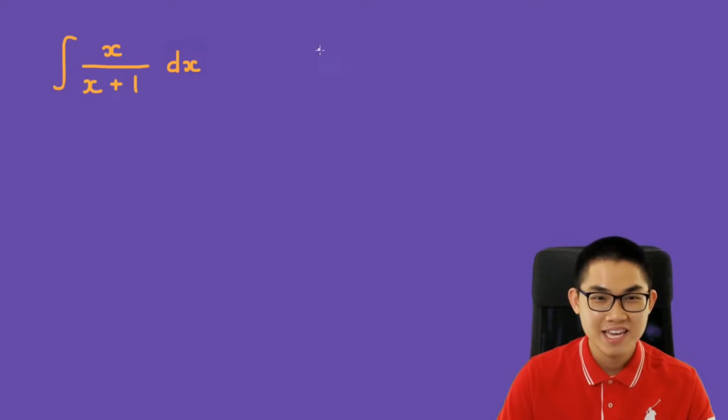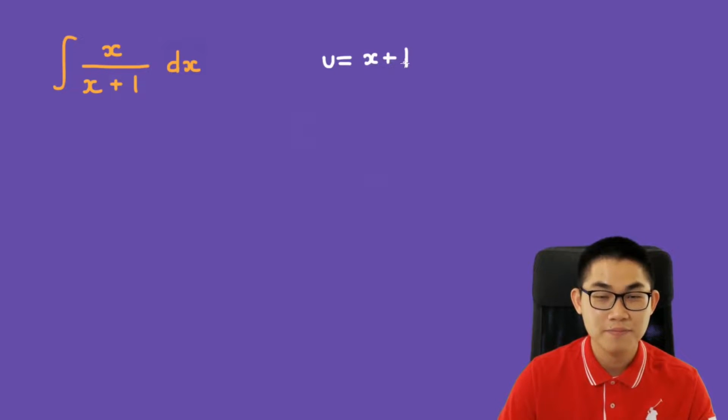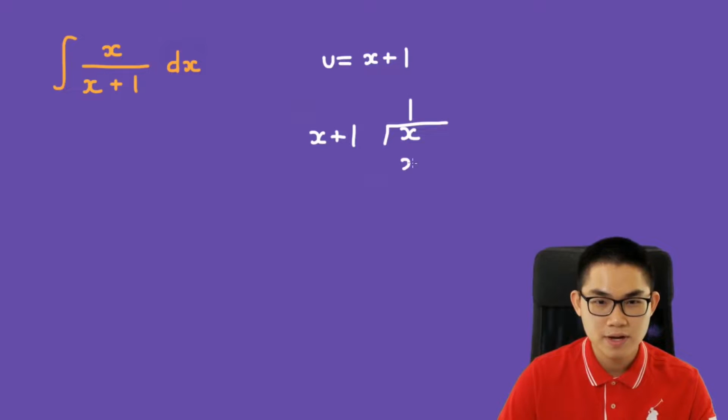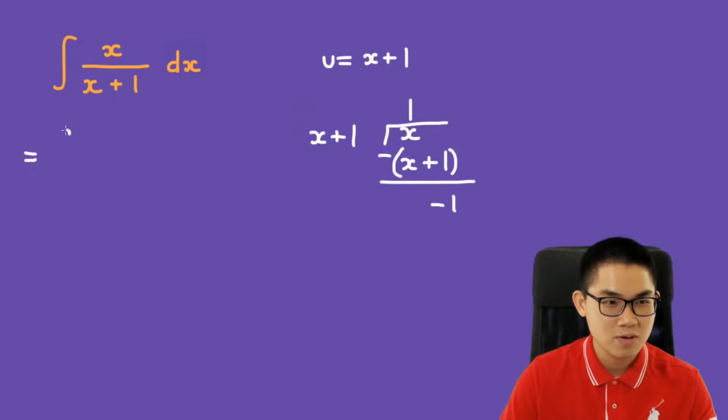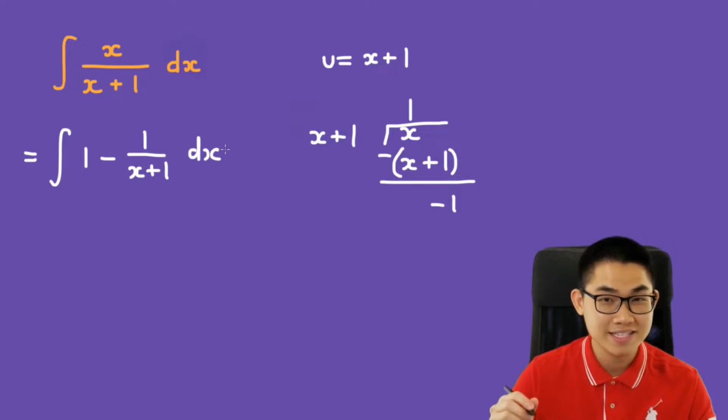So the first way is to use u substitution and say let u is equal to x plus 1. But I also want to show you the second way, which is just divide it using long division. So x divided by x plus 1. So we have 1, and then 1 times x plus 1, right? And then you subtract, then you get minus 1. So this integral is equal to, the quotient is 1, then minus the remainder, which is 1 over x plus 1 dx. So this way is completely fine.